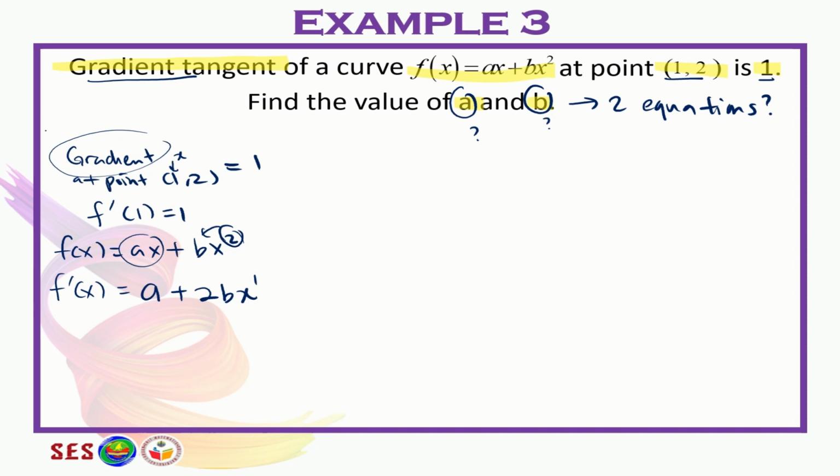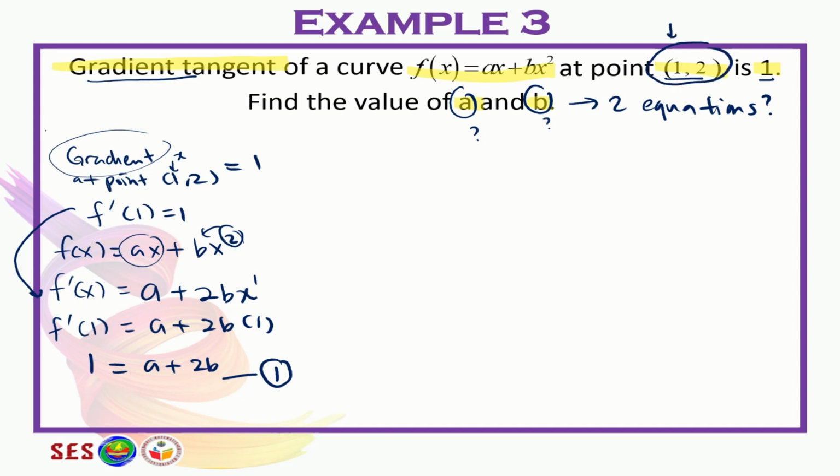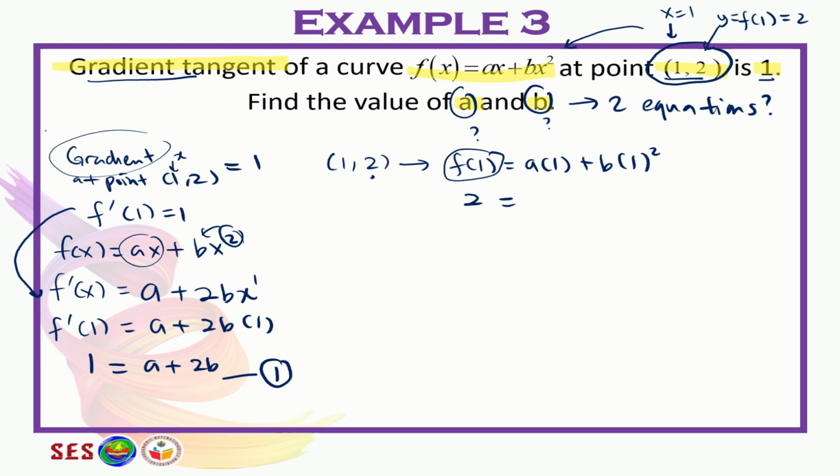And then we know that f'(1) is equal to 1. So f'(1) = a + 2b times 1. So 1 = a + 2b. So this is the first equation. The second equation we can get from this point. So we know that x is equal to 1 and then y, or f(1), is equal to 2. So we just have to substitute x = 1 and y = 2 into this equation. So f(1) = a times 1 + b times 1 squared. So f(1) is equal to 2. So 2 = a + b. So this is the second equation.